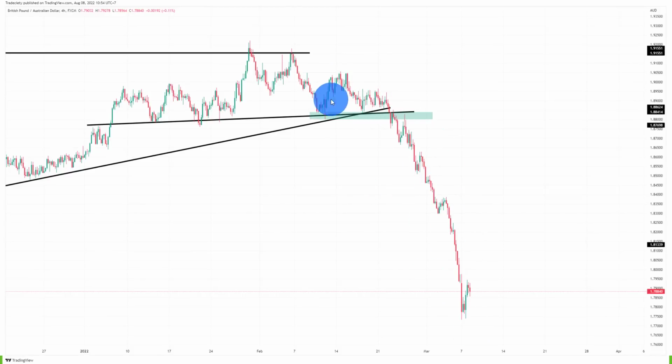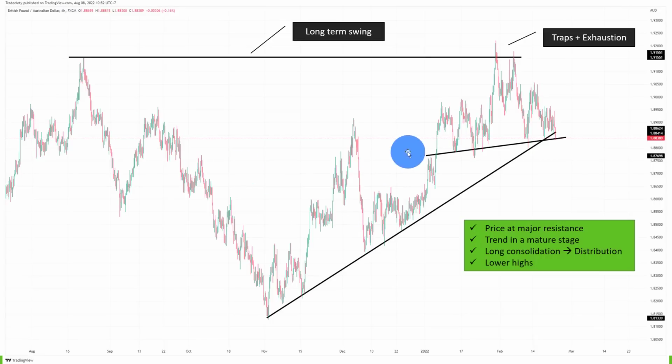And all of this pressure that's been building up here in the distribution is then released here, and you can see how fast the market collapses. What is the sign of the pressure building here? First of all, we have a long uptrend, and I talked about this in my last video.